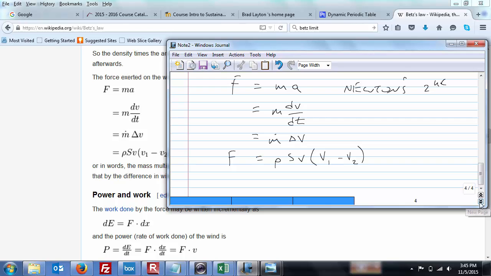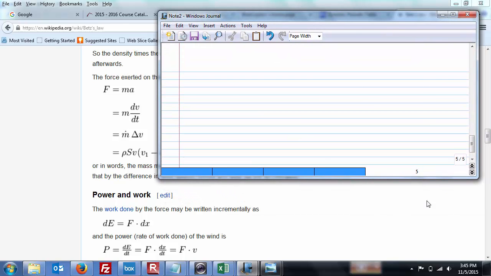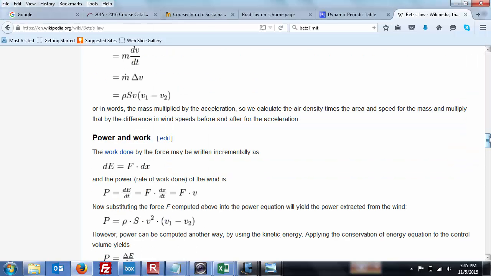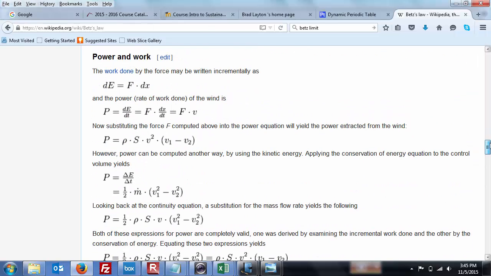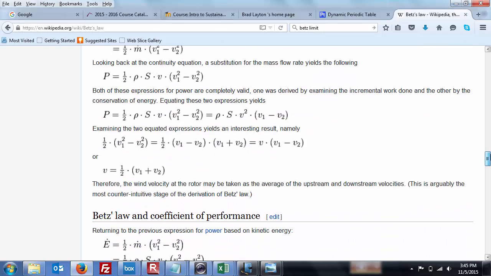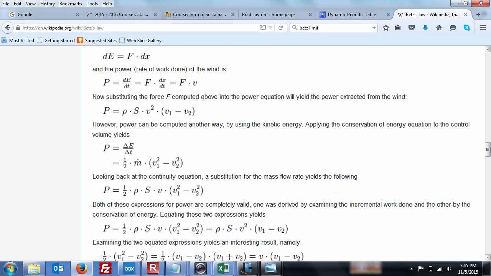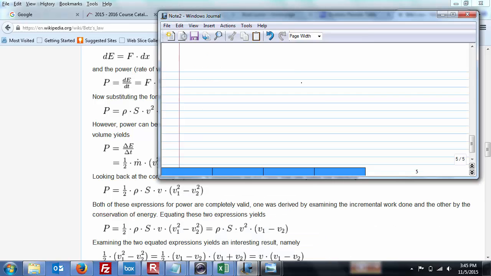Now we get to look at the turbine in yet another way. Power and work. I think we know what that is. This is where it gets a little bit trickier, but bear with me.